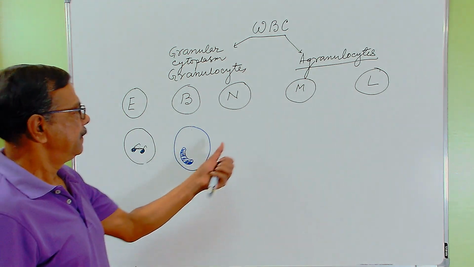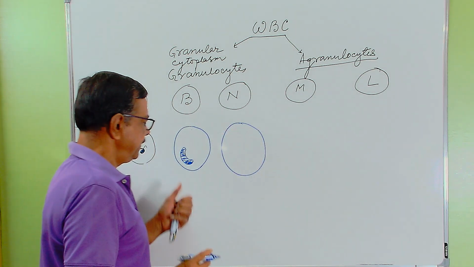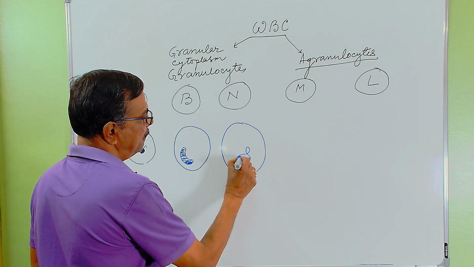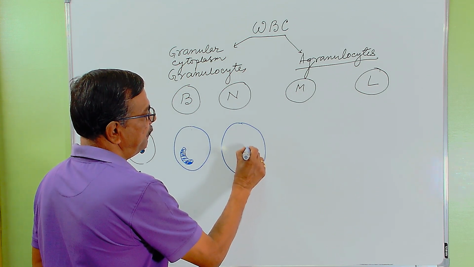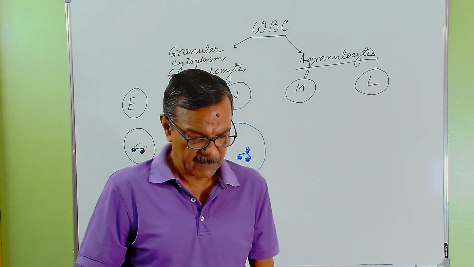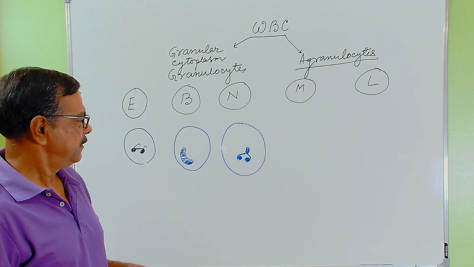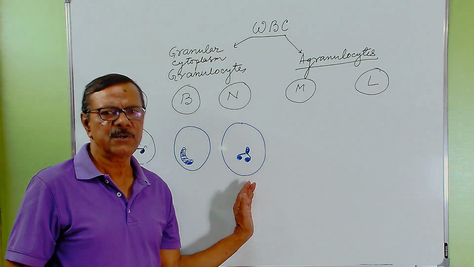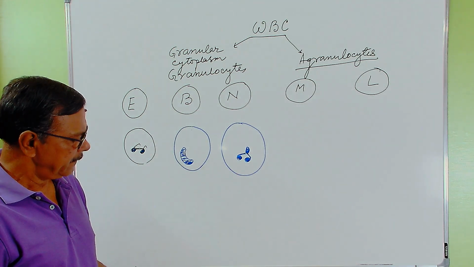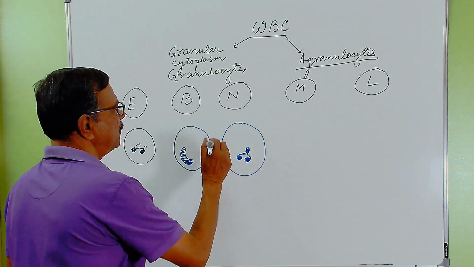Kidney-shaped nucleus. Then neutrophils. This nucleus is multilobed. The lobes may be 2 to 7, based on their maturity. Maybe 2 lobes, 3 lobes, 4 lobes, or up to 7 lobes. So we differentiate based on the nucleus, that is bilobed, kidney-shaped, and multilobed. These multilobed are neutrophils. Because of the multilobes, they are called polymorph.